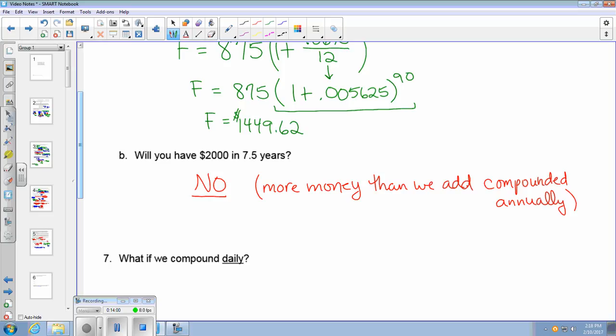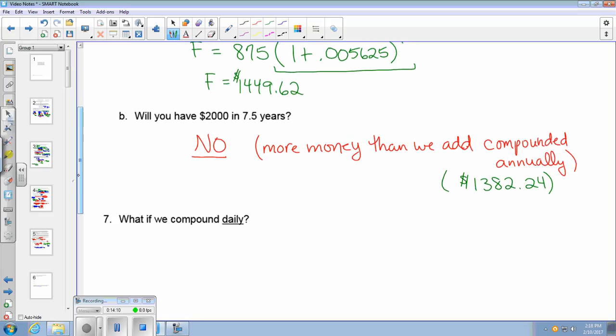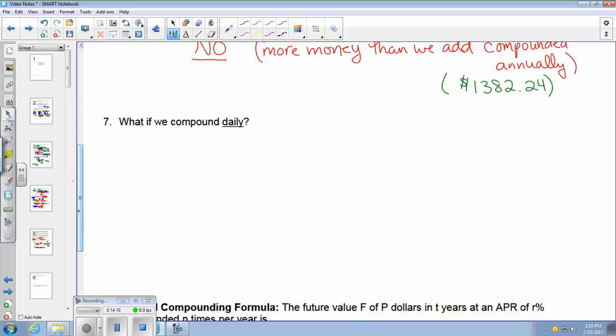And compounded annually, if you flip back to double check this, we found that you got $1,382.24. So I should put a but here. We didn't get the $2,000, but we did get more than we did before. All right, so number 7, what if we do this daily?